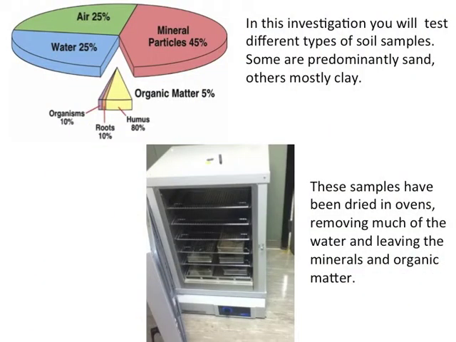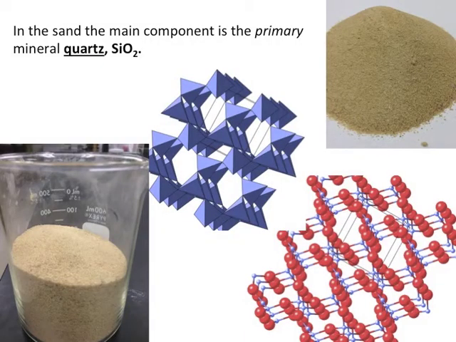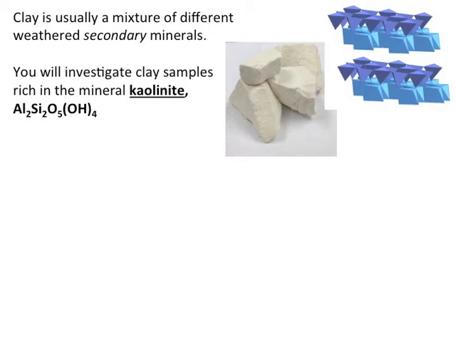In this investigation, you will test samples that are mostly sand and others that are mostly clay. These samples have been dried, leaving the mineral and organic components. Sandy soil often contains a great deal of the mineral quartz. Quartz has the formula SiO2 and is called a primary mineral. Clay soil is usually a mixture of different secondary minerals.